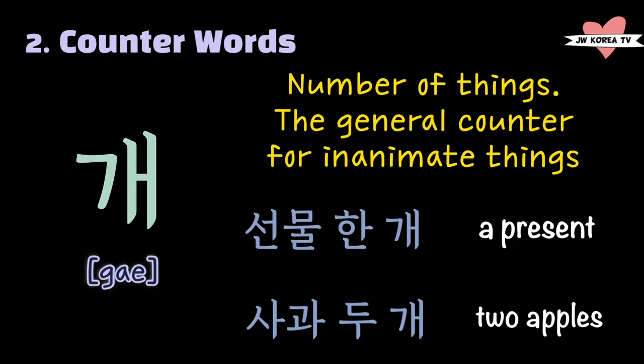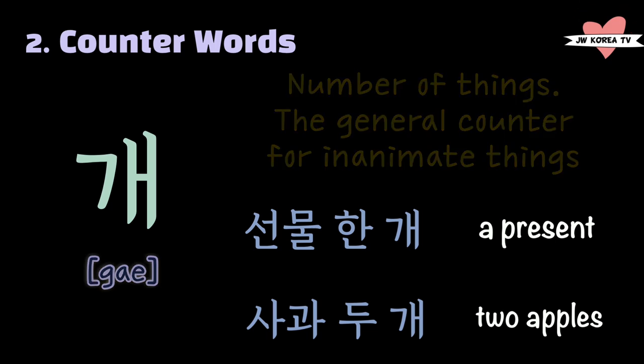개 is to count the number of things. This is the general counter for inanimate things. So, if you don't know the right counter, you can use 개 most of the time. But be careful with people or animals. 선물 한 개. One present. 사과 두 개. Two apples.